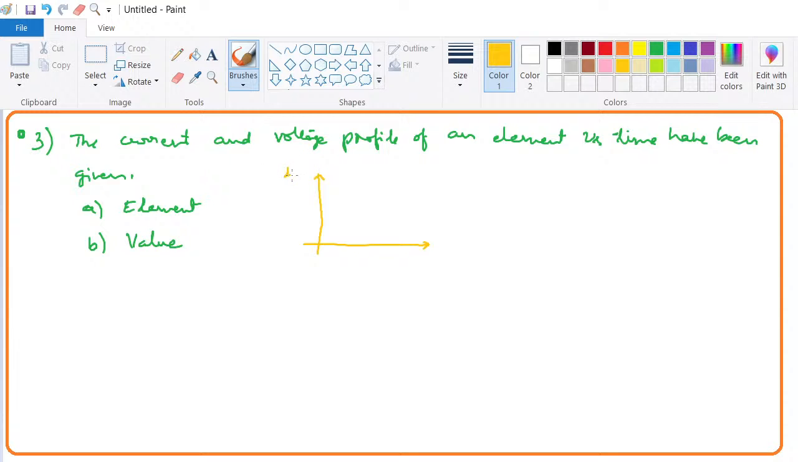This one is current I, rising like this up to a certain value. So this is 1 ampere. This one is 5 milliseconds. So this is time in millisecond and this is current in ampere. And this is the voltage. Voltage applied is 2 volt. So this is voltage in volt, and this is time in millisecond, up to 5.